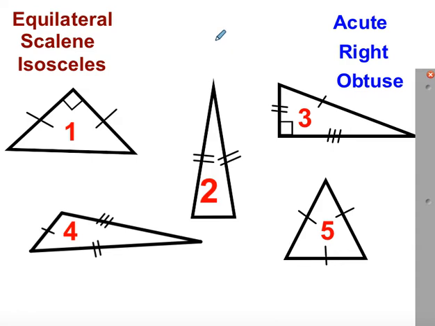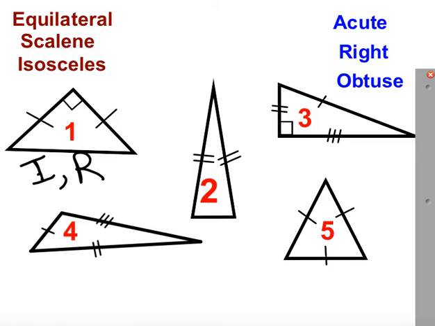Okay. Now, practice putting all 5 of these, both with their side length classification and their angle classification. So if we look at number 1, those hash marks tell me that 2 sides are the same. So I know that this is going to be isosceles. And then I see that right angle, which means we're going to have a right triangle. So isosceles, right.